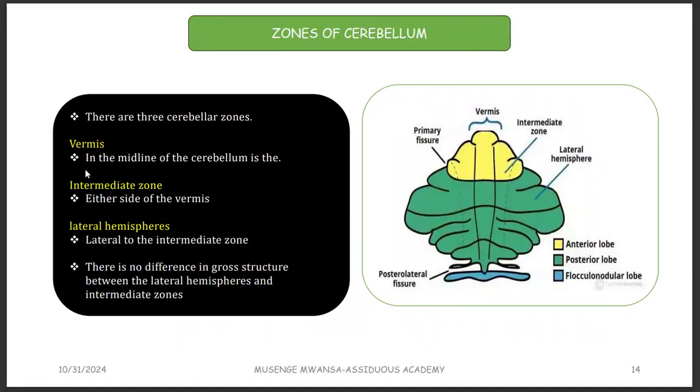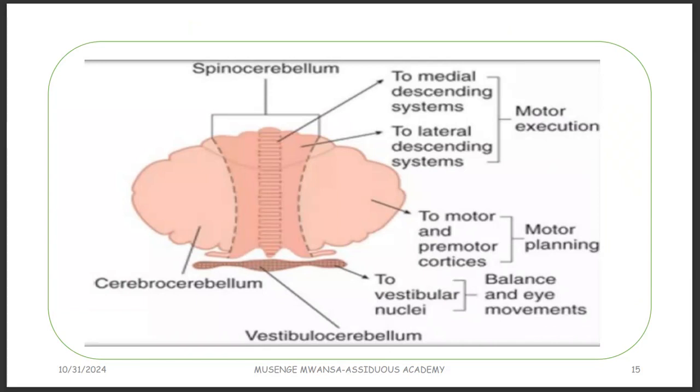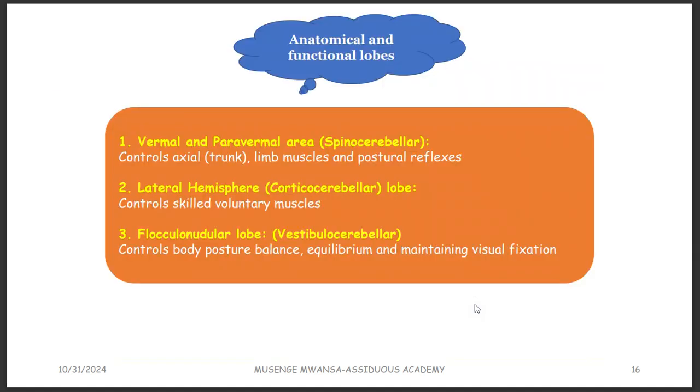The cerebellum has got three zones. The middle zone, that's the vermis, and then you have the intermediate zone, and then you have the lateral zone. Each one of these zones has a function. For example, the vermis is involved with information going to the medial descending system, basically for motor execution, and then the lateral zone is for motor planning, and the flocculonodular lobe is for balance.